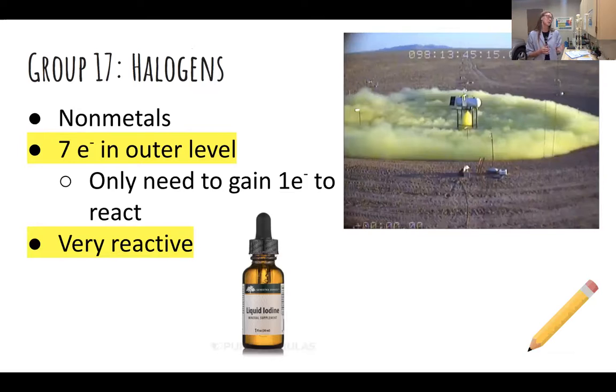So your halogens are special for a lot of reasons. Number one, these guys are all non-metals. They're found far to the right on that periodic table. So they are all non-metallic, not shiny, not ductile, not malleable, not good conductors.